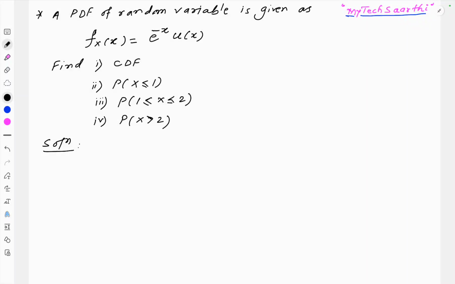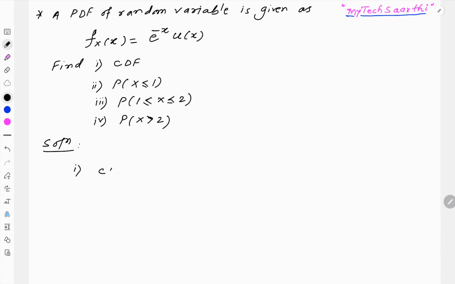In this video, we are going to solve an example on probability distribution function. So consider a random variable whose PDF is given as small fx of x equal to e raised to minus x u of x, and we are supposed to find out first the CDF and then the probabilities of this random variable for different conditions. So let us start with the first solution.